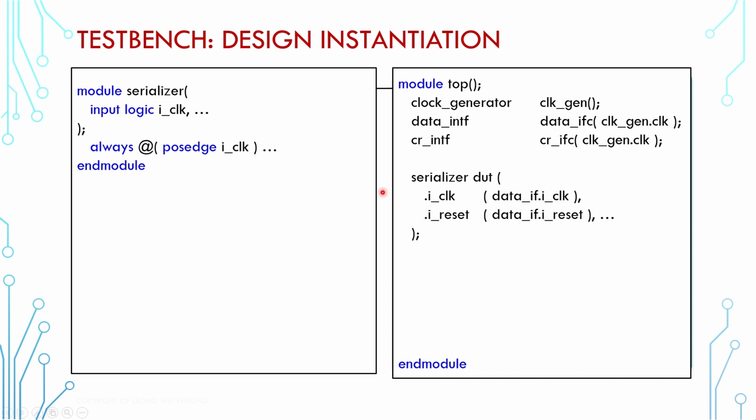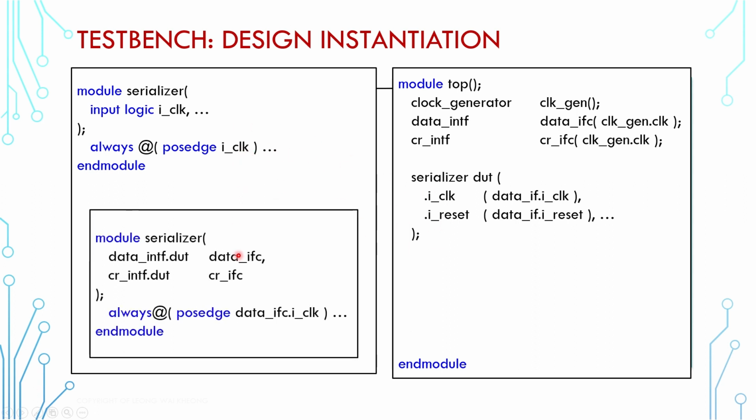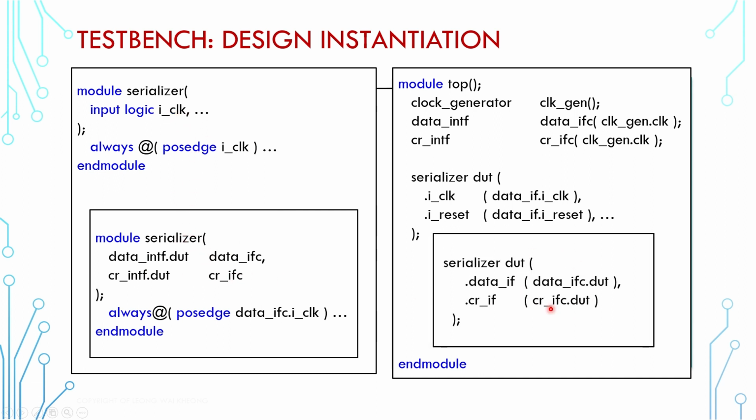Now again, if we are to follow the diagram, this is not exactly what we want. We need to change the design so that it uses the interface modport instead of individual wires. Then we can instantiate the design in this manner. Generally speaking, this would help integration. Imagine in the future the interface adds or removes signals. This instantiation will not be impacted.